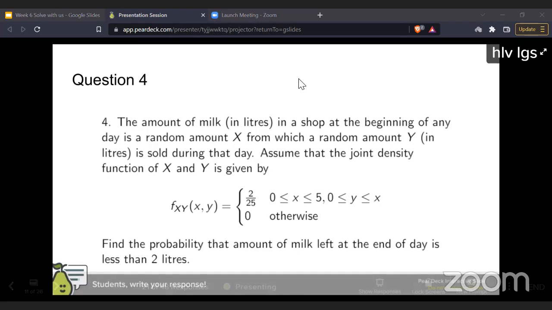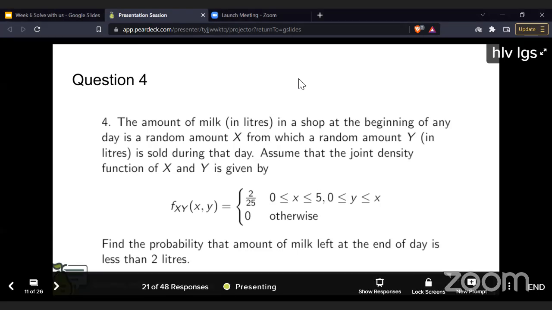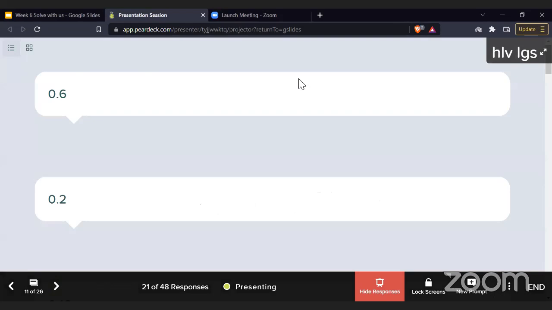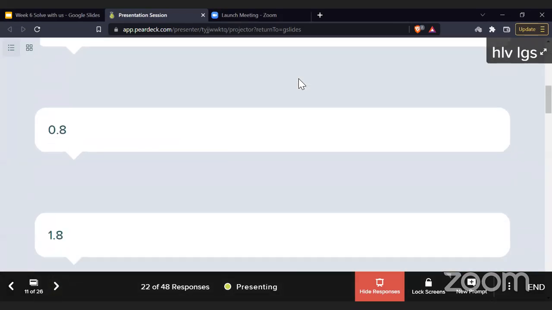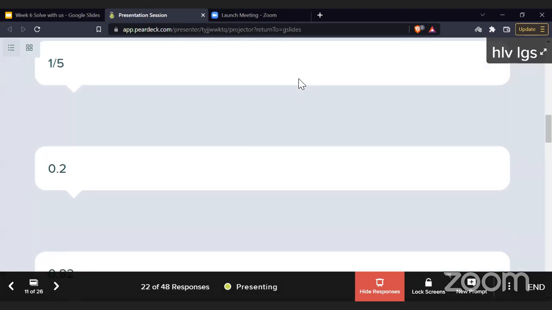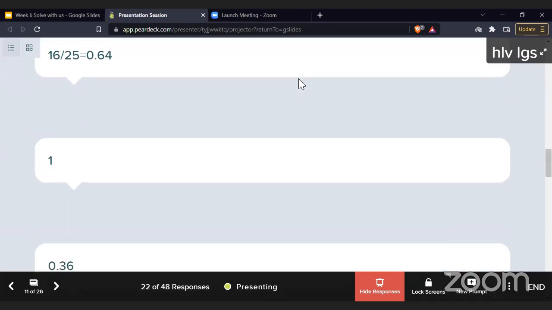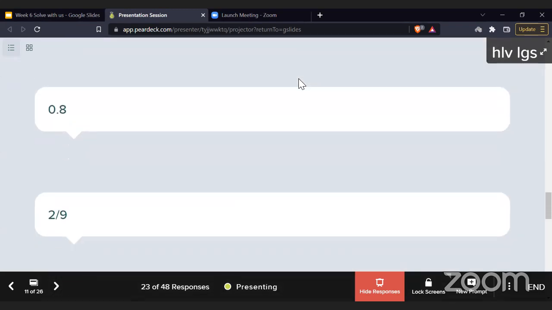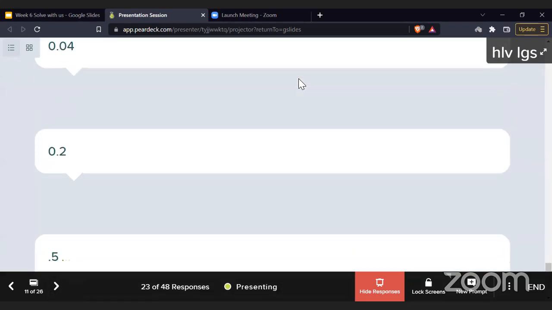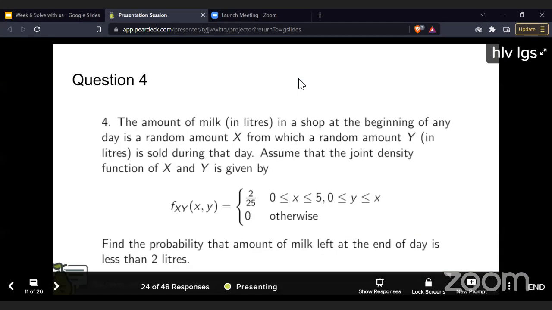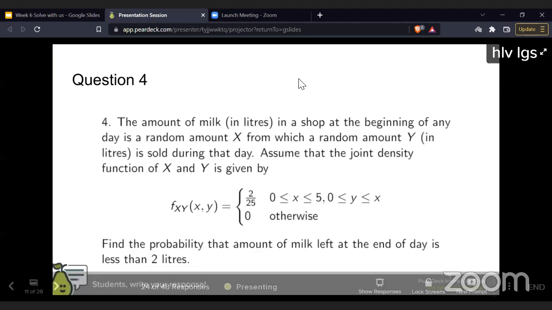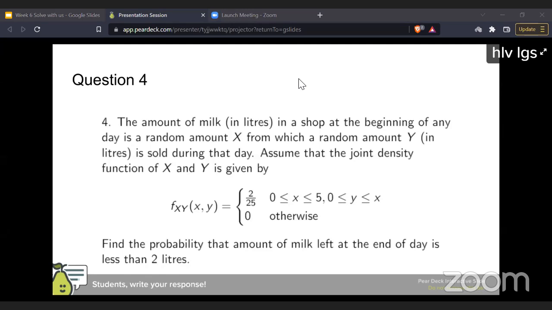All right, so we have 21 responses. 6.2. There are different sets of answers here. Okay. So what is the correct answer of this problem? 0.2. Okay, somebody else has written 0.2 in the chat box.